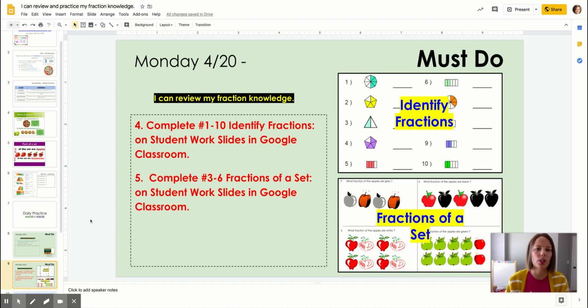Then you're going to go to your student work slides that can be found in your Google Classroom, and you have 2 practice sets to do today. The first one is the top one, which is number 1 through 10, and it is called Identifying Fractions. So you are going to look at some fraction pieces, and you are going to tell us how many pieces of the whole are shaded or colored. And the bottom one, we're going to practice with fractions of a set, and that will be number 3 through 6. And you're going to look at the sets of apples, and you're going to answer the question.